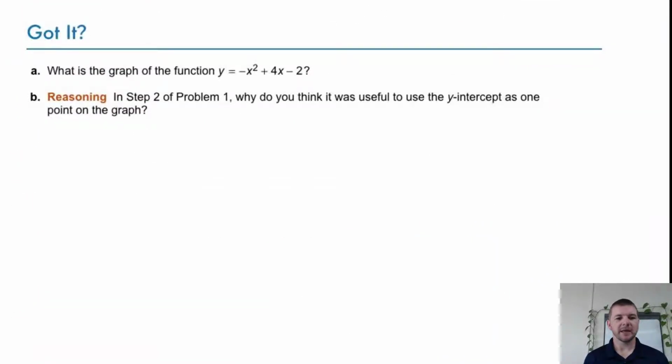Your turn. Part A. What is the graph of the function y equals negative x squared plus 4x minus 2? And part B, a reasoning item. In step 2 of problem 1, why do you think it was useful to use the y-intercept as one point on the graph?